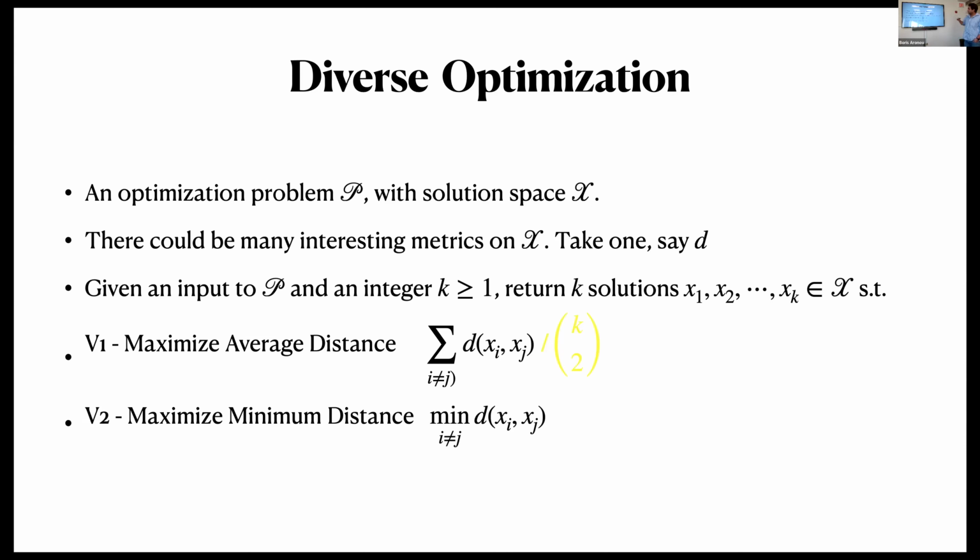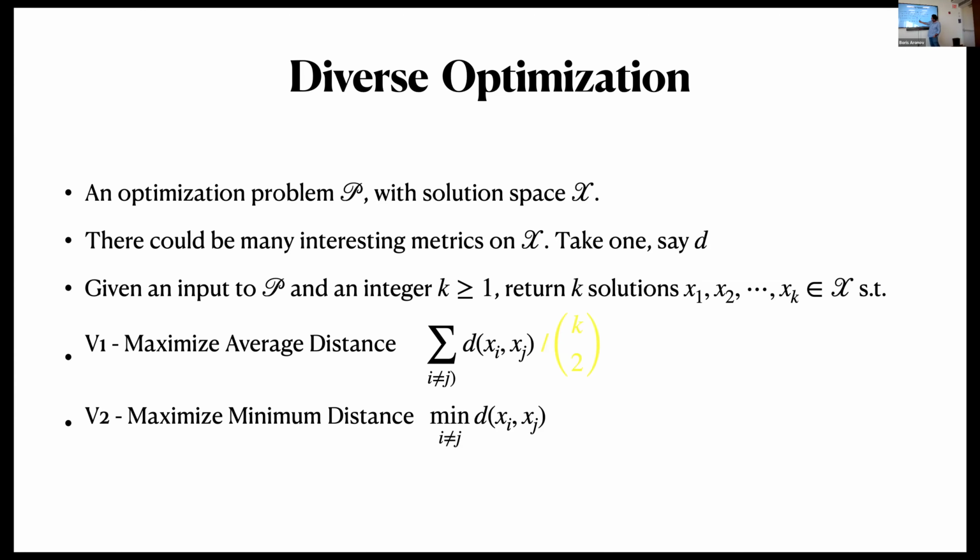So the setting is the following. X is your solution space. There could be many interesting metrics on this space of solutions. In your mind, think of X as the set of all triangulations of a polygon. Take one metric, say D. And now you're given an input to your problem, some number K. And instead of outputting one solution, you want to return K solutions, X1 to Xk, such that you maximize some sort of diversity. And what notion of diversity do we have?